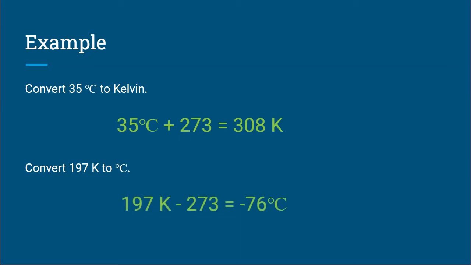And then the last one, convert 197 Kelvin to degrees Celsius. We'll just subtract 273, and there's a great example of how Celsius can be negative, but Kelvin can't. So we get negative 76 degrees Celsius.